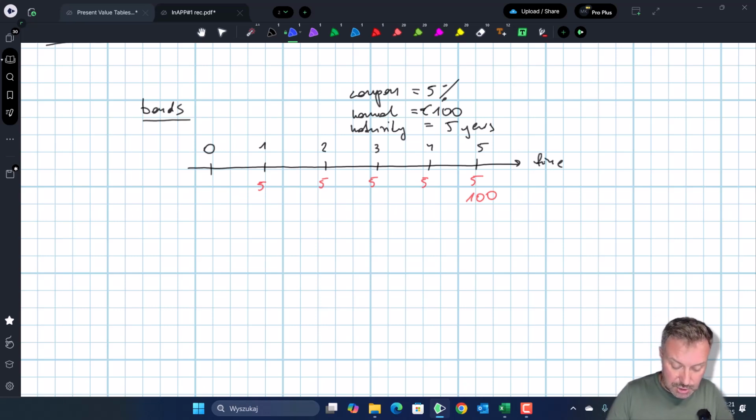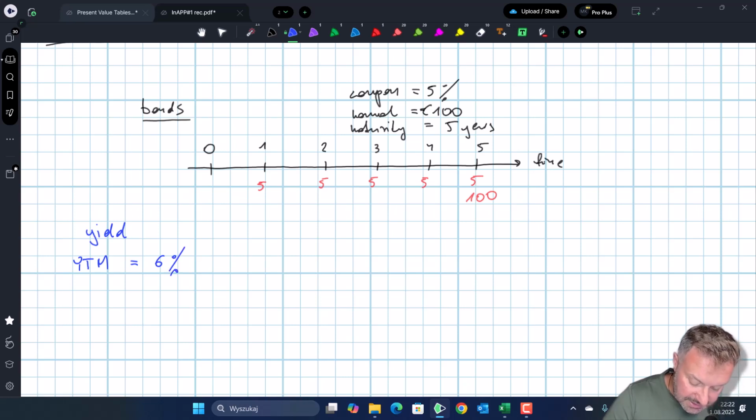Now if this bond is traded in the market, its price is going to change. Let's assume that you receive information that the yield on the bond, or sometimes called yield to maturity, or the YTM of the bond, equals, let's say, 6%. What does that mean? How can this be interpreted?